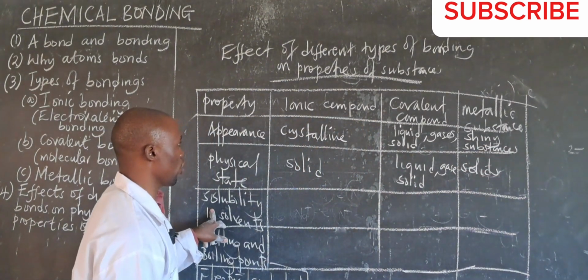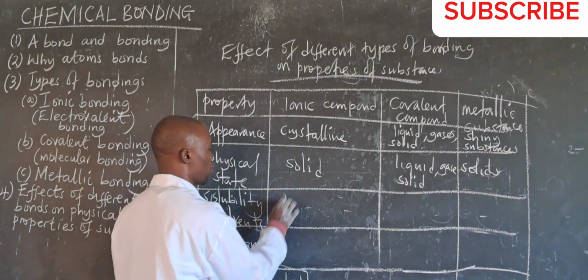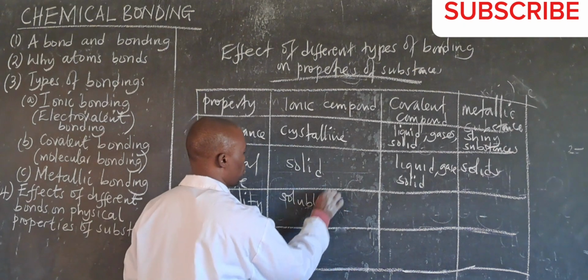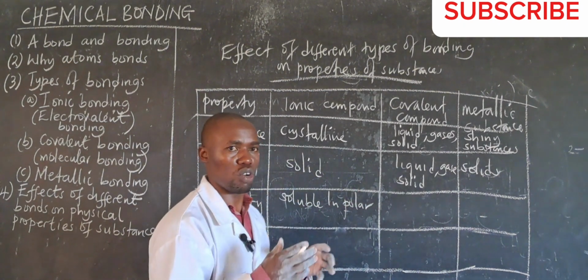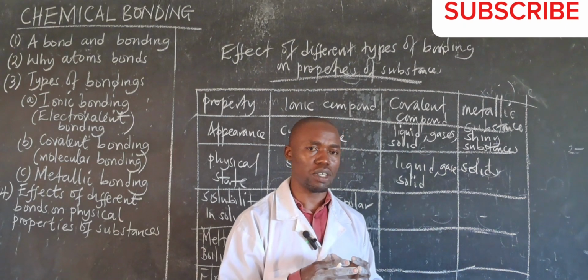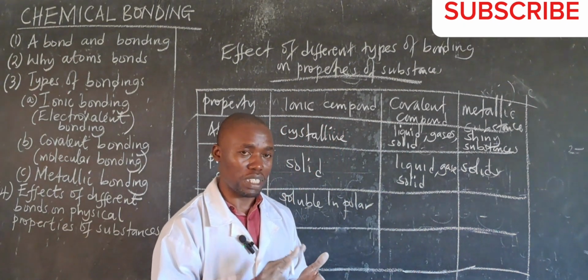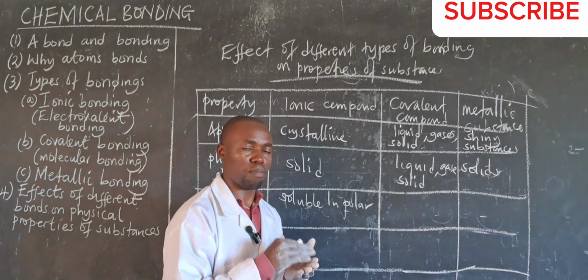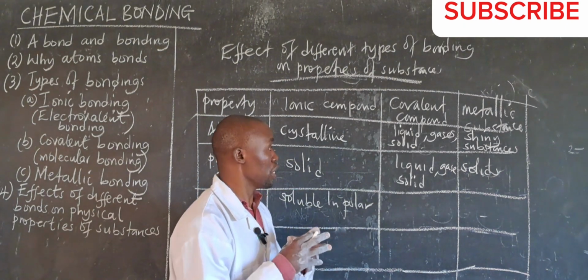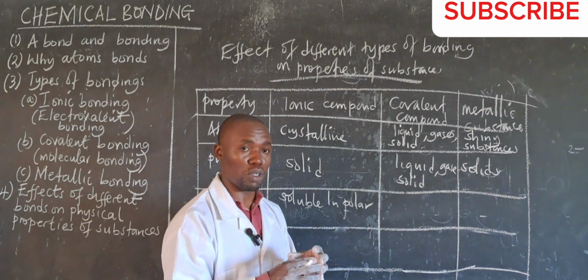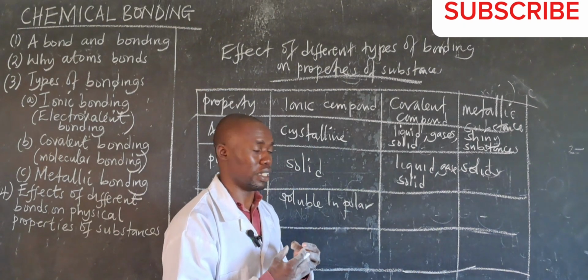So solubility in solvents: ionic compounds are soluble in polar solvents like water. We said polar solvents are solvents whose molecules have charges, opposite charges, positive and negative charges. Like the water molecule is charged, so it can dissolve an ionic compound because an ionic compound consists of ions.